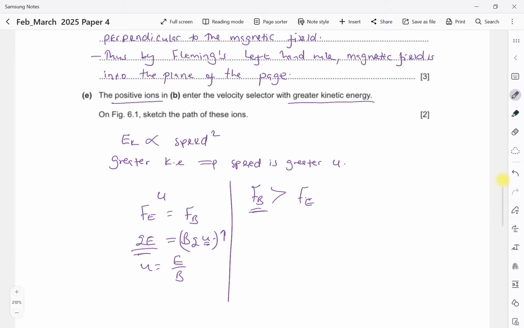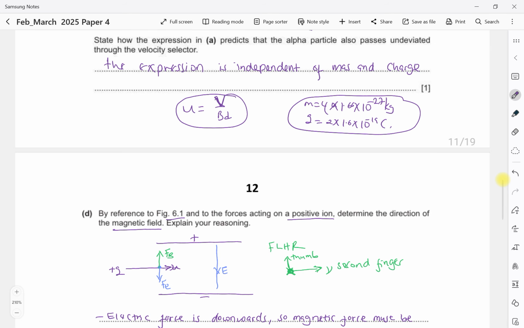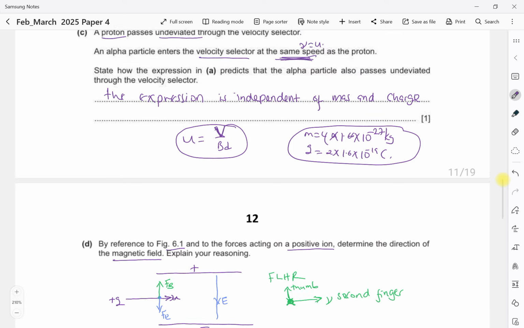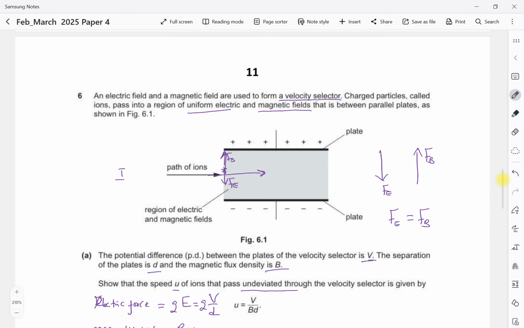Therefore, the particle must be deviated in the direction of the magnetic force. Remember, we said the magnetic force was upwards since the electric force was downwards. So the deviation is going to be towards the top. So I'll go to the diagram. I'm going to remove all these ones because they were not necessary. So the particle is going to be deviated towards the top.